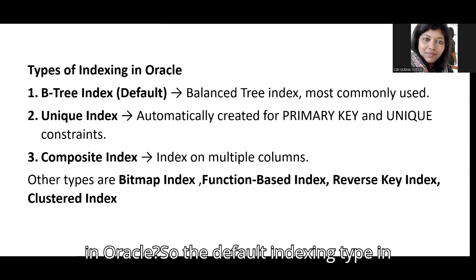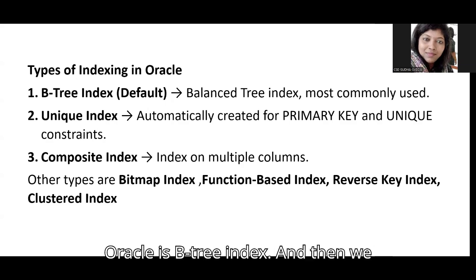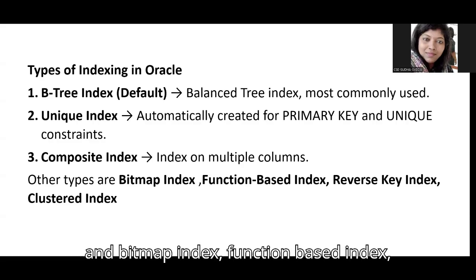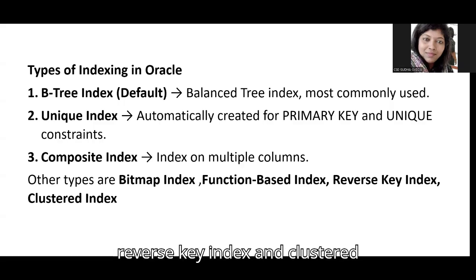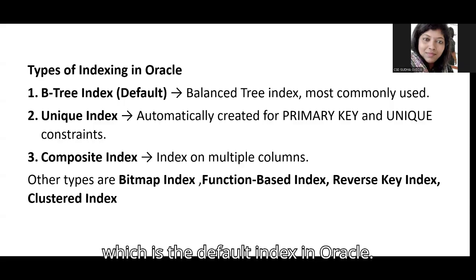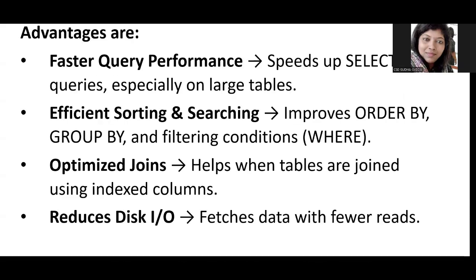The default indexing type in Oracle is the B-tree index. And then we also have unique index, composite index, bitmap index, function-based index, reverse key index, and clustered index. I'll be showing you the B-tree index today, which is the default index in Oracle.